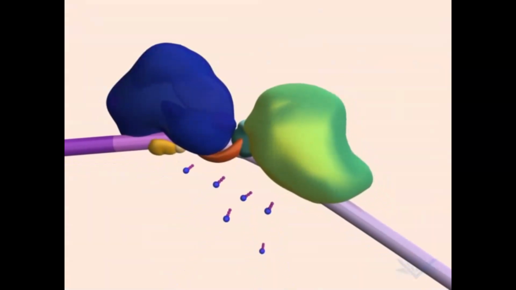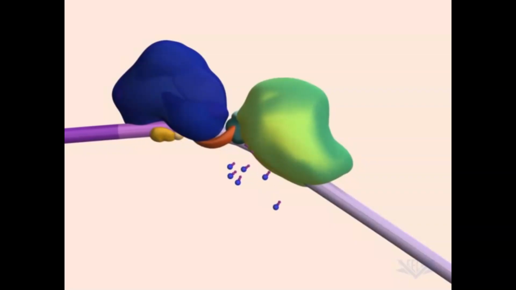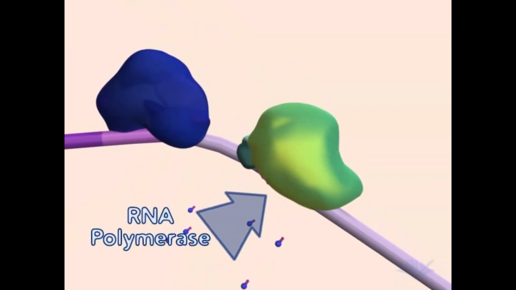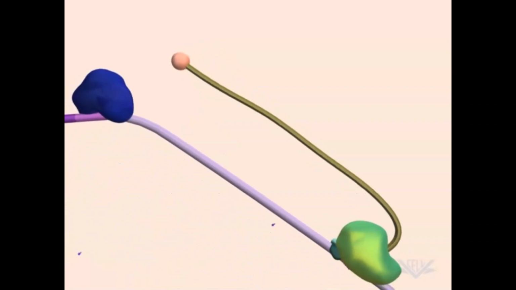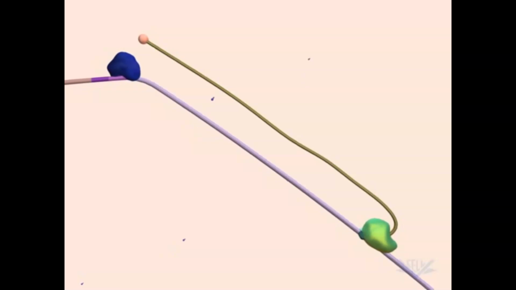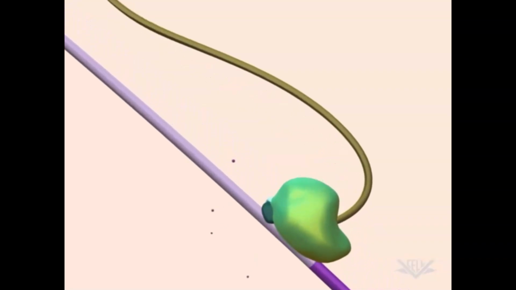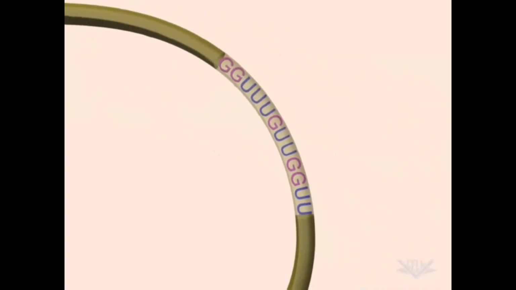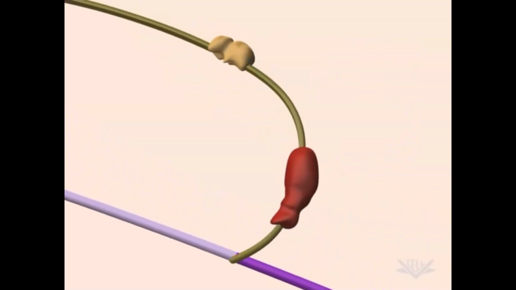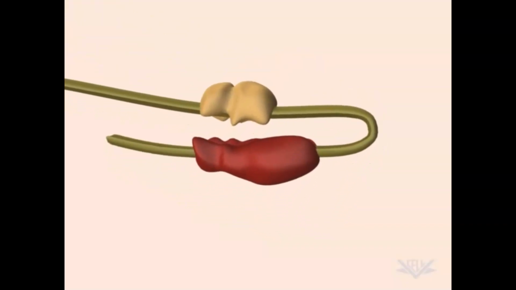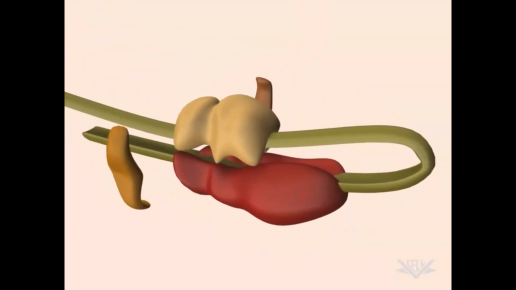Processing of mRNA begins with transcription. Soon after RNA polymerase begins transcription, a methylated cap is added to the 5' end. Transcription then continues to completion. Following completion, RNA polymerase releases the capped strand of pre-mRNA. Specific nucleotide sequences in the mRNA are bound by cleavage factors. The 3' end of the mRNA is next moved into the correct configuration for cleavage. Stabilizing factors are then added to the complex.